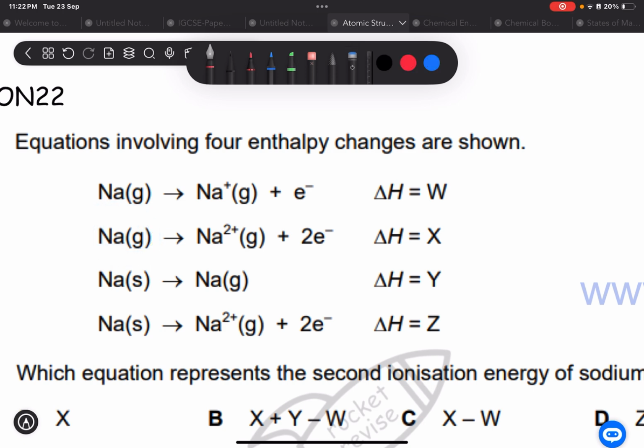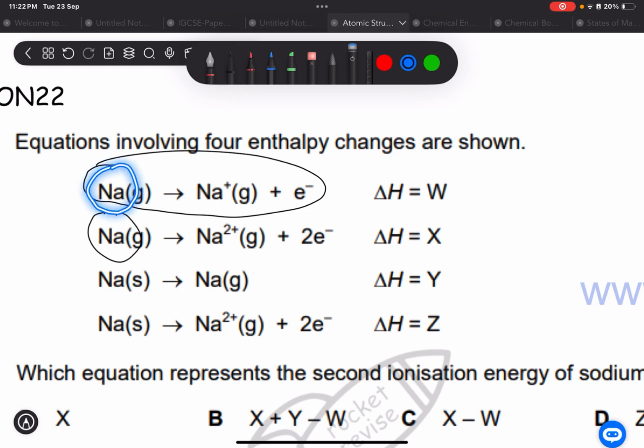We're taking out of a sodium atom. So first we have to take out 1 electron from a sodium atom and form a sodium ion. That's going to be a +1, and then from +1 we have to go to 2+.